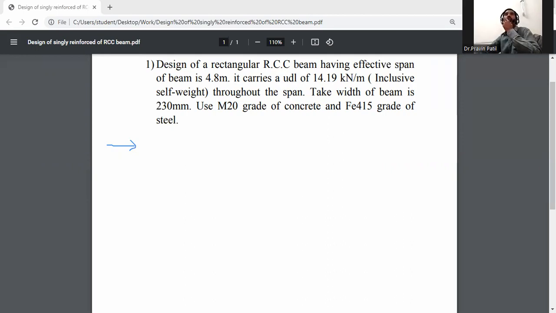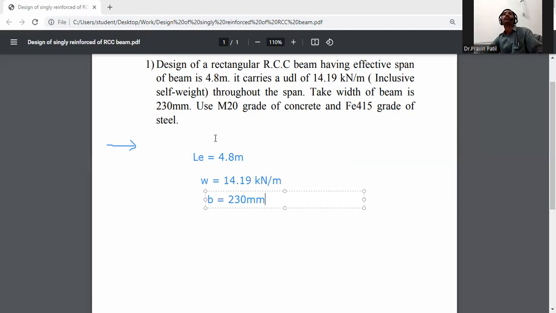So first of all, write down the given data. The effective span Le is equal to 4.8 meters. Then it carries a UDL, that is w, given as 14.19 kilonewton per meter, including self weight of beam. Then throughout the span, take width of beam, it is given, b is equal to 230 mm.